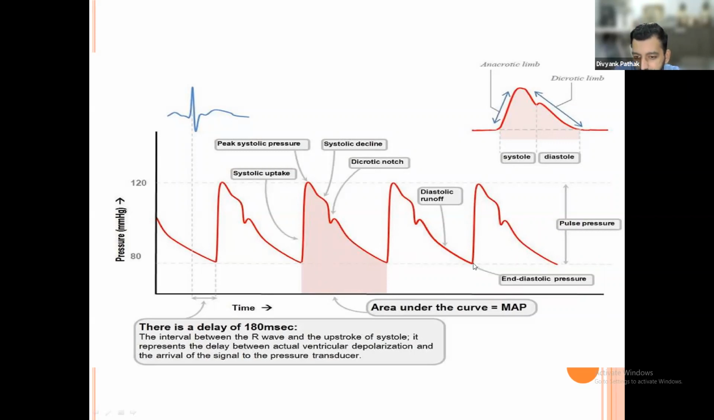So the pressure from here to here is the pulse pressure. From here to here is the systolic pressure. From here to here is the diastolic pressure. This has to be very, very clear: from here to here it is diastolic, from here to baseline it is systolic, but the difference in between is the pulse pressure.